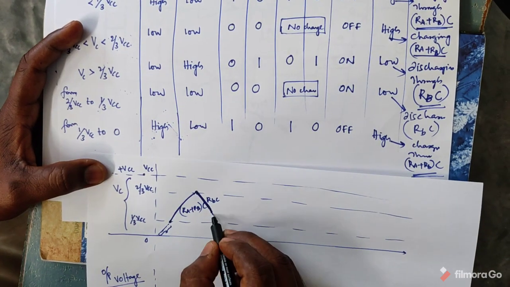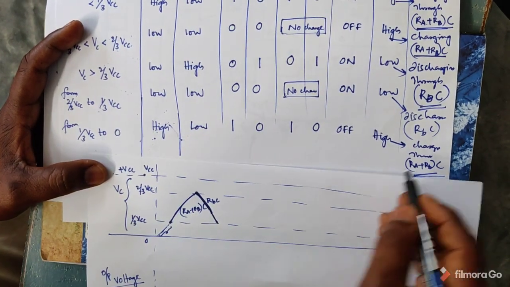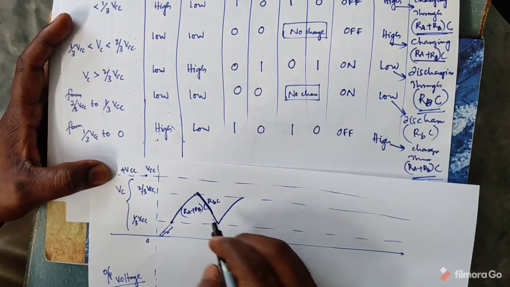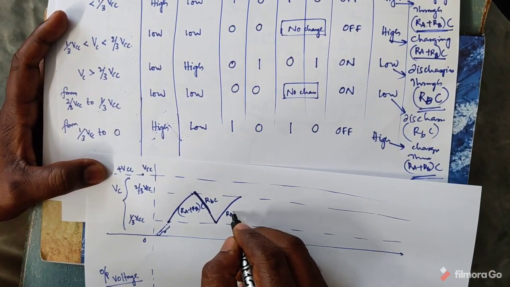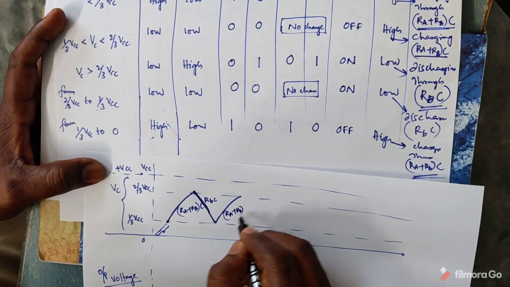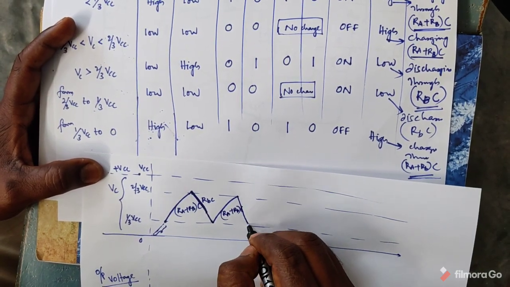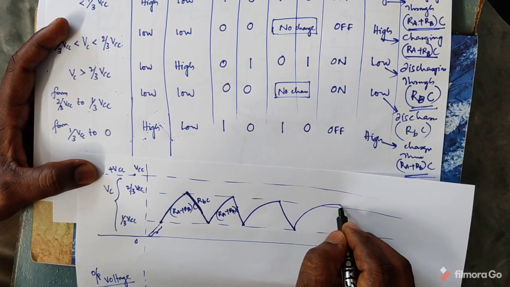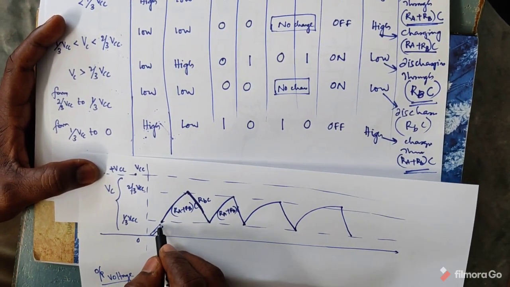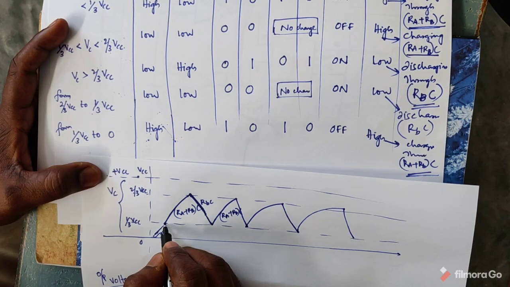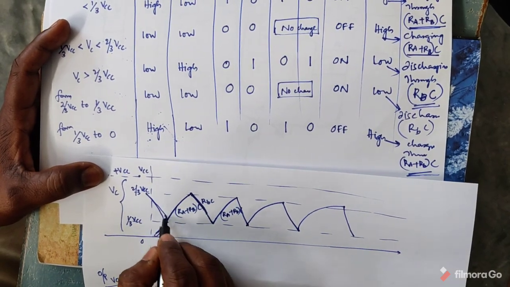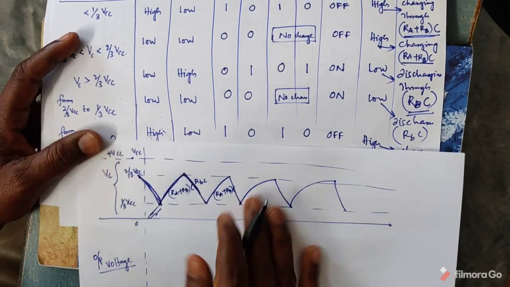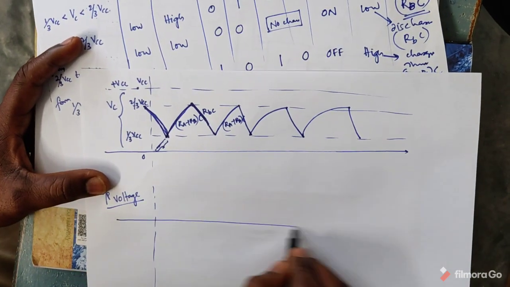Next, 1/3 of VCC to 0, that is once again charging. But in the previous condition, that is RA plus RB into C value. And charging, discharging, charging, discharging. That's why in the initial condition you have this type of response. In the previous case you will get this type of response. So you have this output voltage.